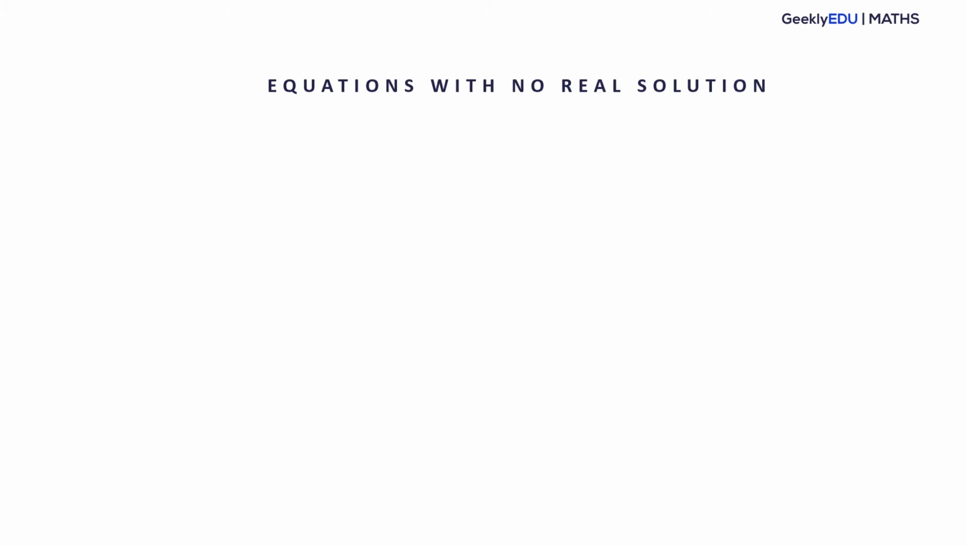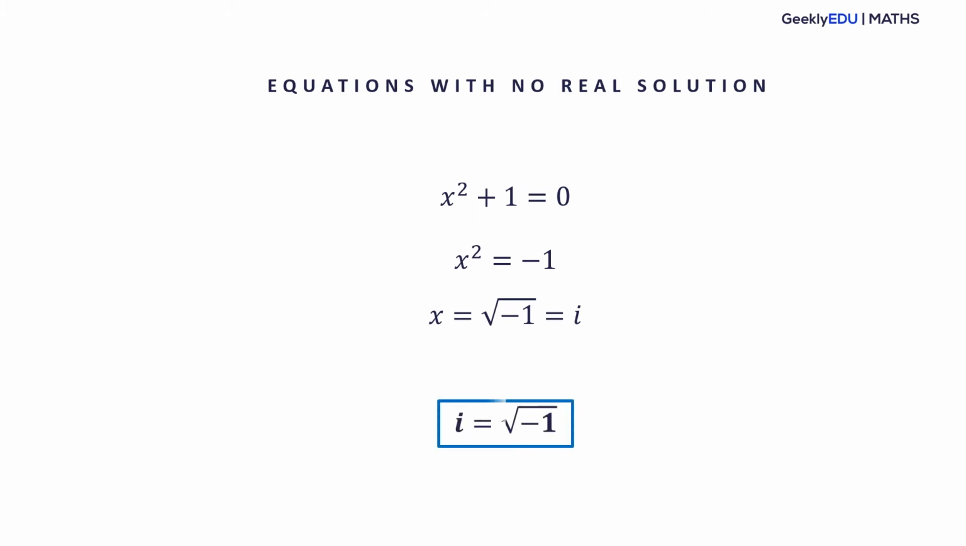As you may know, some equations have no real solution. Let's see this example. This is the quadratic equation that when we try to simplify and get the value of x, we have an imaginary number. We get the definition of i as follows. We are going to use this definition later, so keep it in mind.